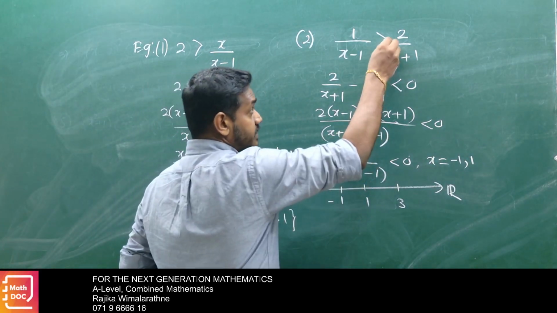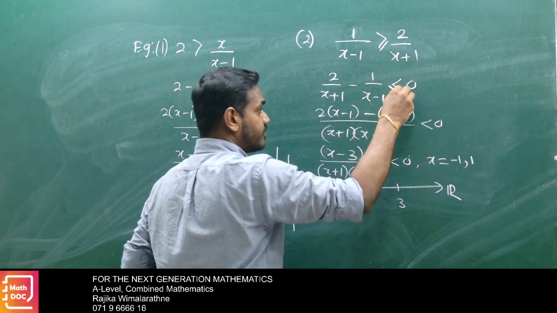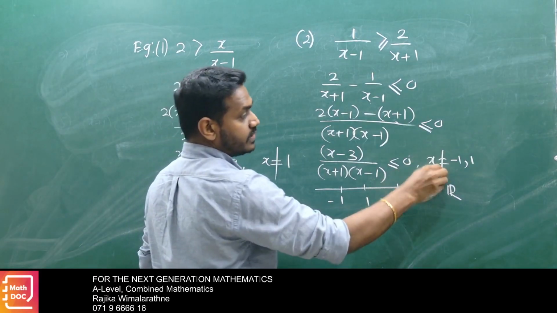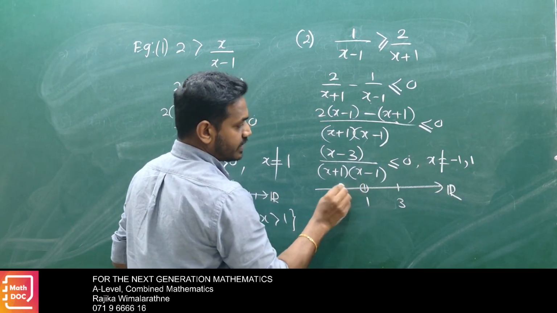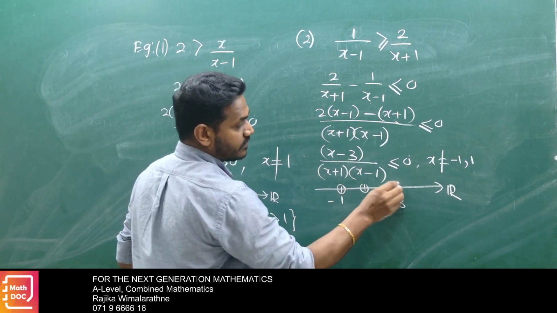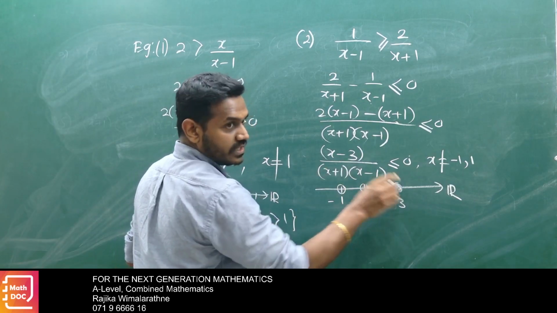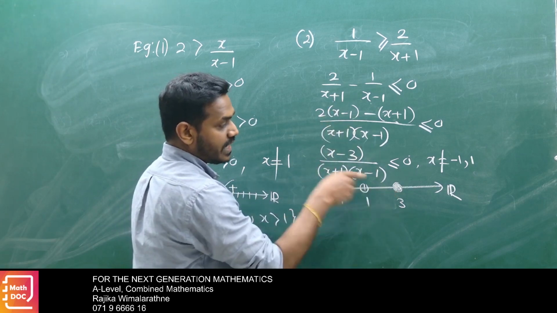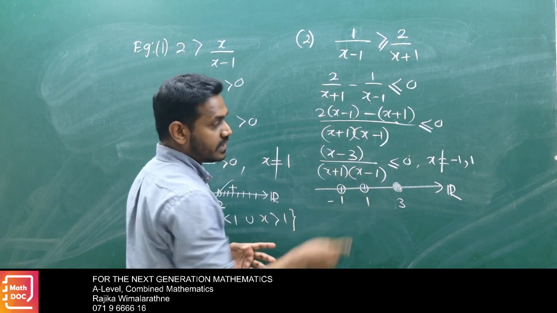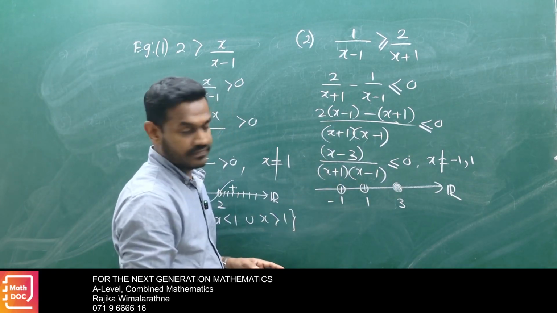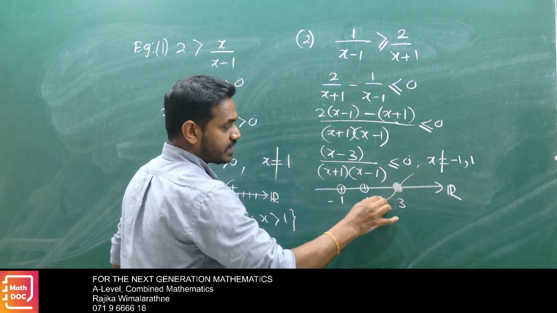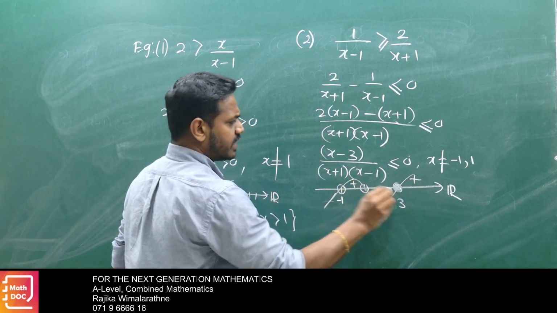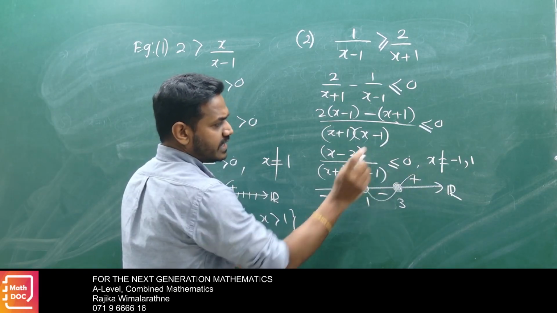Say you have equal to here. Then we have to exclude minus 1 and plus 1, but we have to include 3, the numerator zero. Only denominator zeros you must exclude, because they are in the denominator. Now from the right upper corner, you start sketching the function like this: positive, positive, negative, negative. We need the negative region, less than 0.